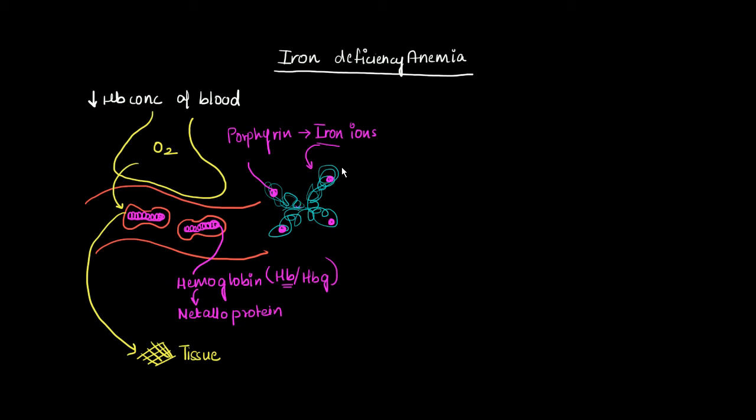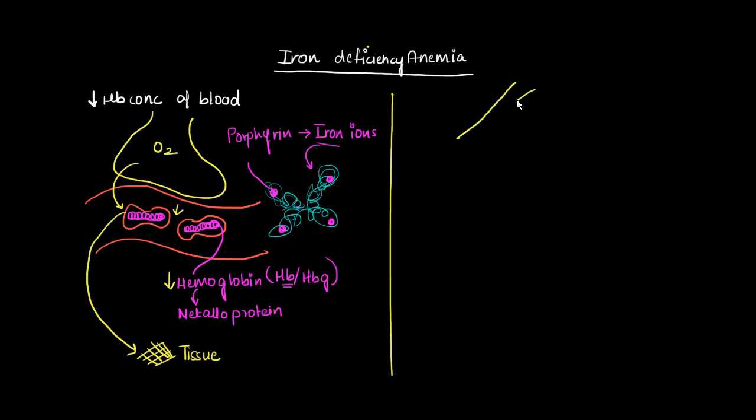Now we can know how iron is important for hemoglobin, and in the lack of iron there would be reduction in hemoglobin, and in the lack of hemoglobin RBCs would not be able to carry oxygen to the tissues. That being said, let's have a closer look at how iron is absorbed in the body, how it is stored, and how it is transported.